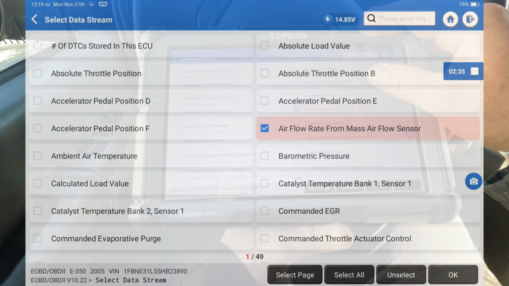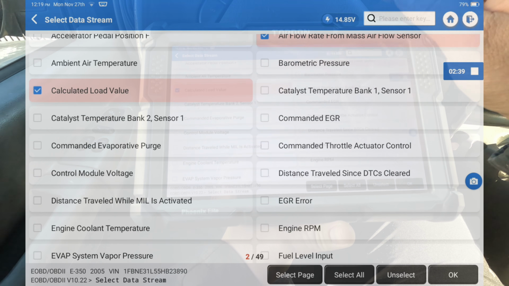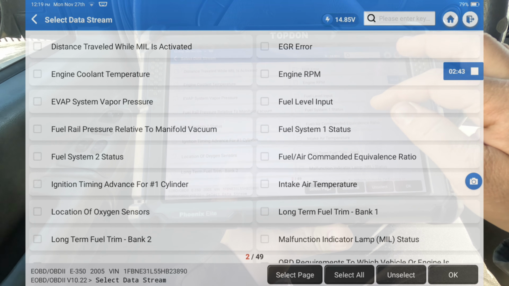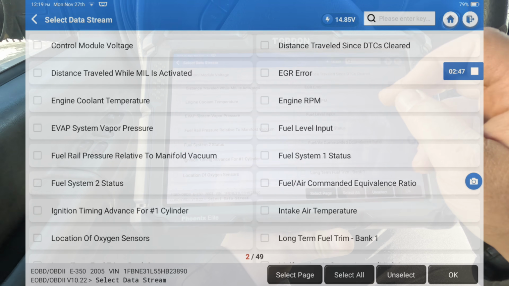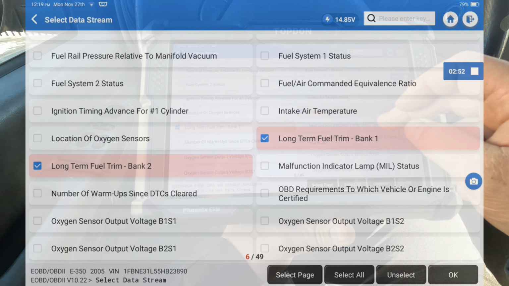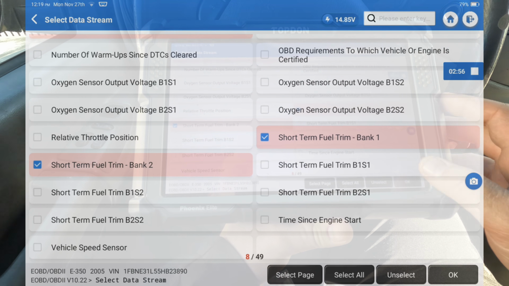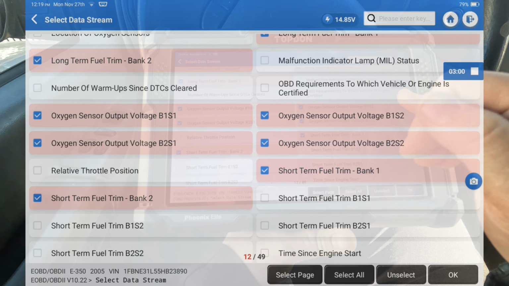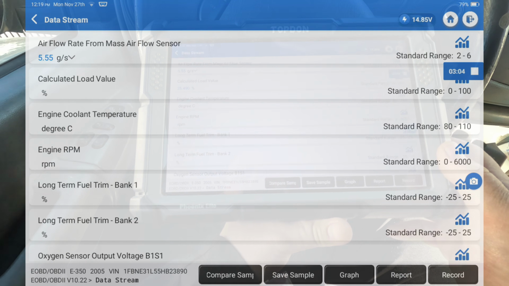Airflow from mass airflow. You want calculated load. Coolant temp, RPM, long terms, and short terms. If we need more, we'll go look at the O2s. I could probably get them on one page also. Okay, yeah, perfect. Bank 1 sensor 2, bank 1 sensor 1, okay, good.